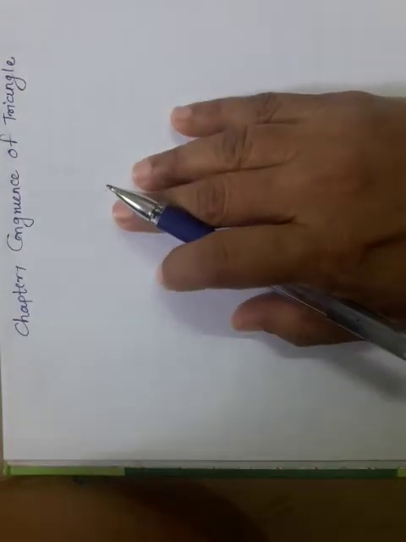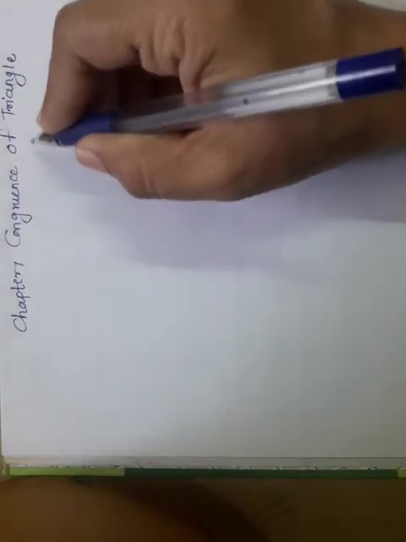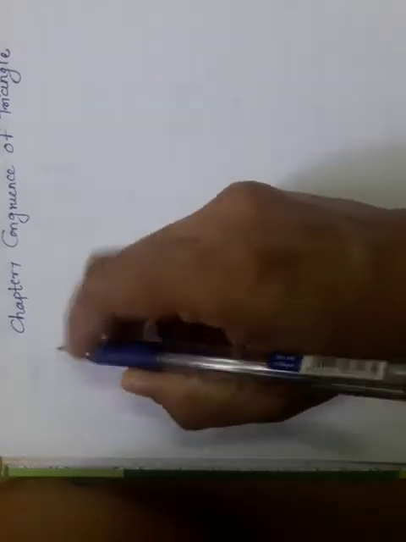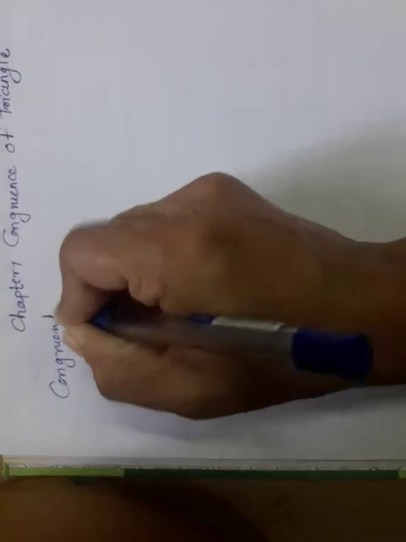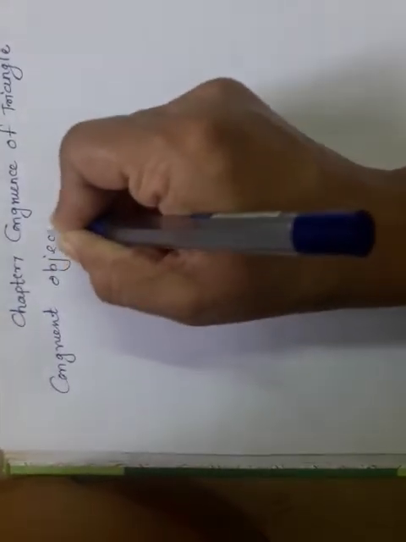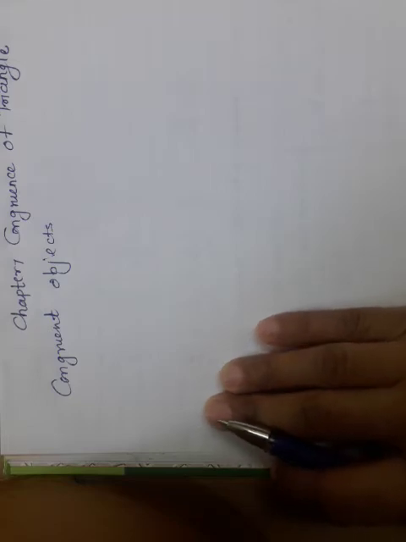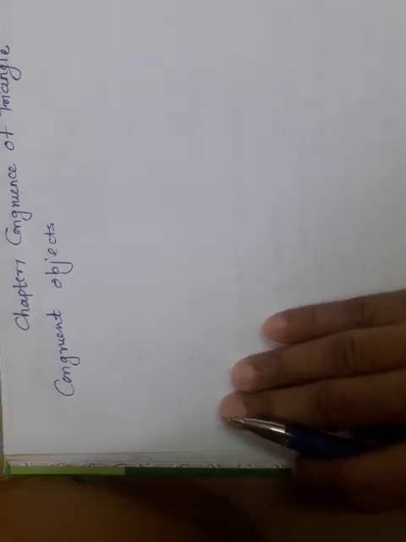Good morning, students. Today we are going to learn the new topic, that is chapter number 7, congruence of triangles. So we will see what is meant by congruent objects. What is meant by congruent objects? In our day-to-day life, we come across many objects which have exactly the same shape.